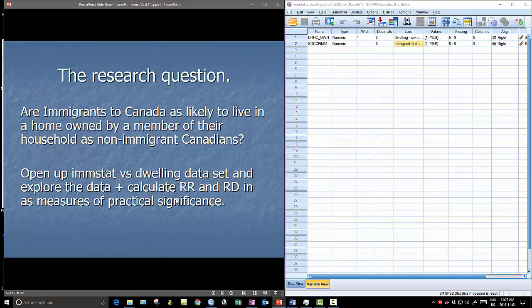Research question. Are immigrants to Canada as likely to live in a home owned by a member of their household as non-immigrant Canadians? Interesting question. We have real data. So we open up the data set, which is in statras.com, and we're going to explore the data, calculate relative risk, risk difference, and then do a hypothesis test.